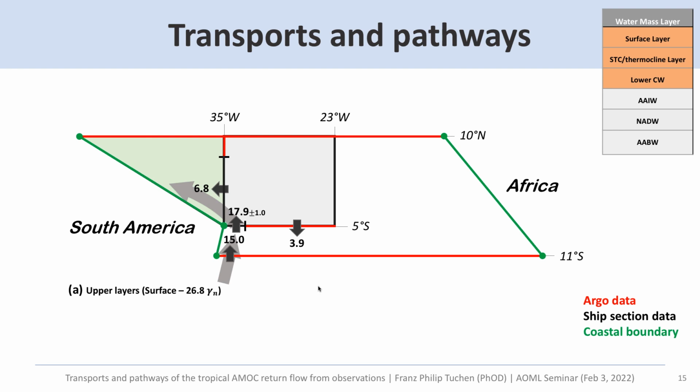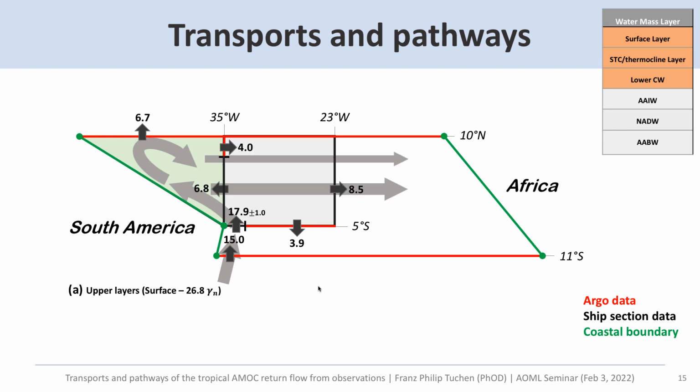And then we came up with another schematic for all these different transport estimates at all different locations. And we divided these estimates into an upper layer, which is composed of these 3 water masses here. And in green, you can just see very schematically the South American coast and then the African coast. And then the red lines indicate where we used Argo data, and the black lines where we used ship section data.